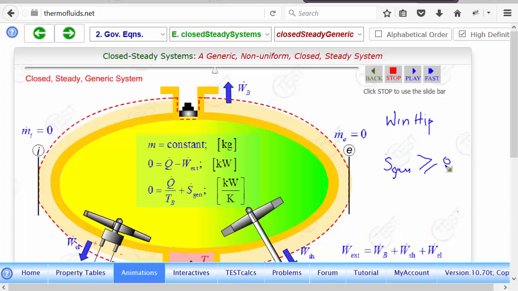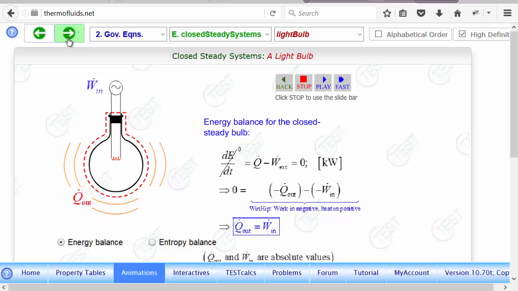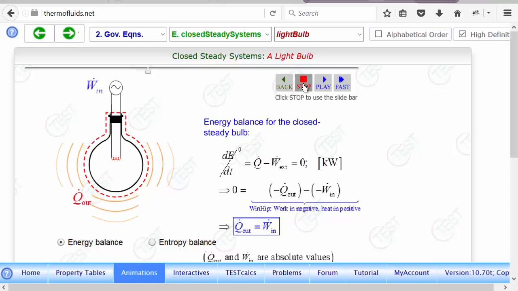Okay, so let's quickly see if we can develop the governing equation for specific closed steady systems. This would be a good example. This is a light bulb, an electric lamp. And what does an electric lamp do? It's an incandescent bulb. These days, most bulbs are LED lamps, but in the olden days, even now, you can find some electric lamps of incandescent type.